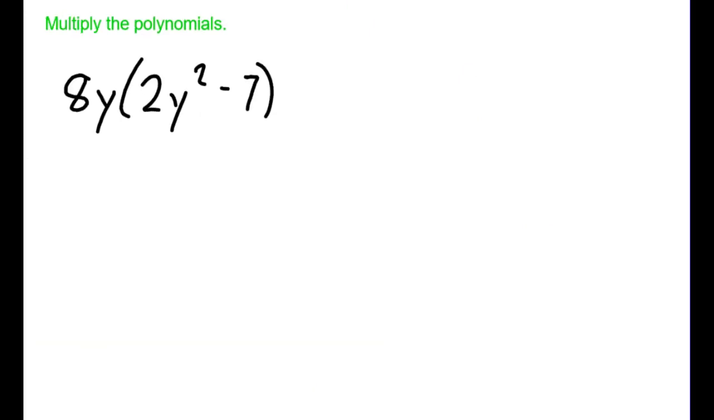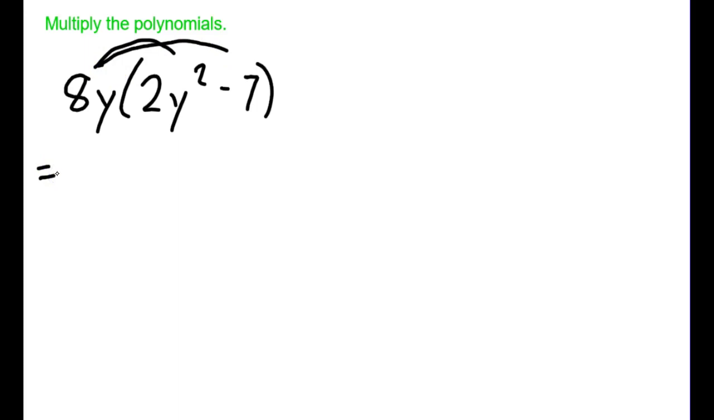Now we are going to go through a few problems where we multiply polynomials together. The first one, we have the polynomial 8y, and we're going to multiply that by the polynomial 2y squared minus 7. In this example, all we have to do is use the distributive property. I'm going to take 8y times 2y squared, and then I'm going to multiply 8y by negative 7.